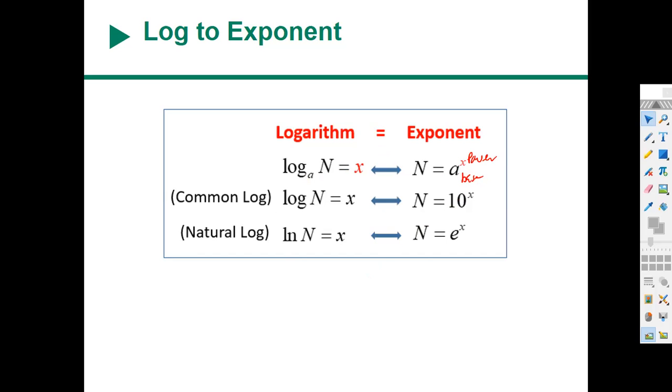And it's the same for common log, but common log means that you have the invisible base of 10. So with common log, you won't actually see the base. You just got to know that it is a 10. And then natural log is ln of n. Natural log means that you have log base e, which is why when you write it, its base is an e.